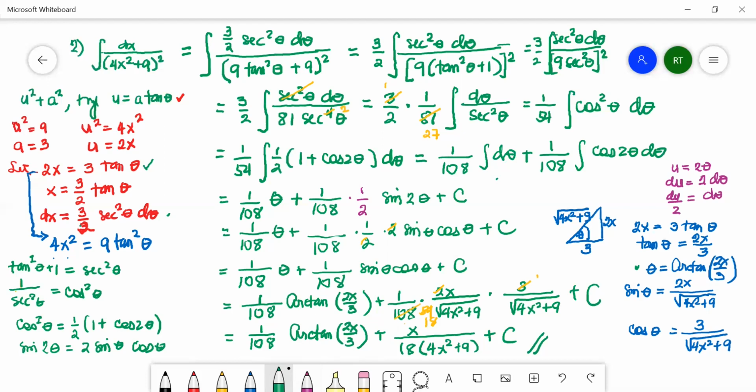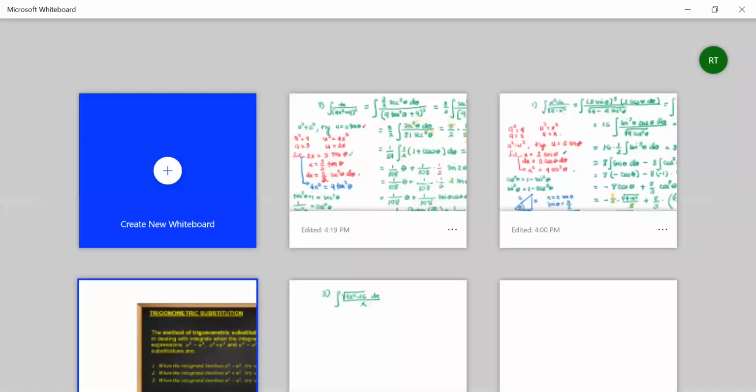I hope that you were able to follow the discussion. So just use the suggested substitution that if the integrand involves u squared plus a squared, we try u is equal to a tangent of theta. But of course, we need to identify a squared and u squared first and do the corresponding substitution. Okay, let us now have another example.